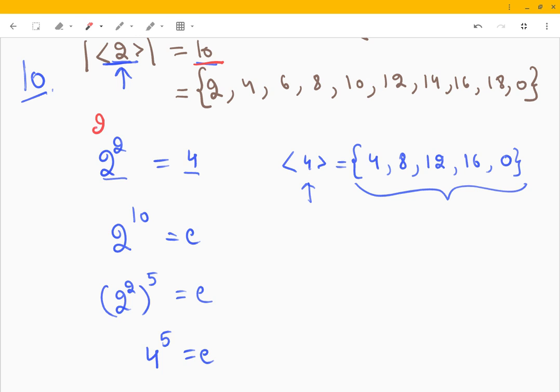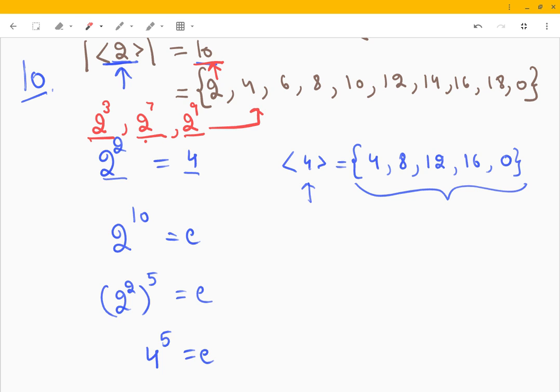All the exponents of 2 which are co-prime to 10, remember, co-prime to 10, that is 3, 7, 9. I think these are the only ones which are co-prime to 10, right? Out of 1 to 10: 1, 2, 4, 5, 6, 8. Yeah, these all, they will generate this entire group.